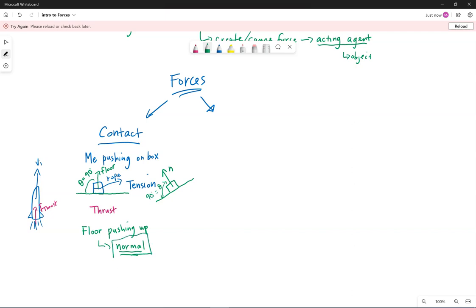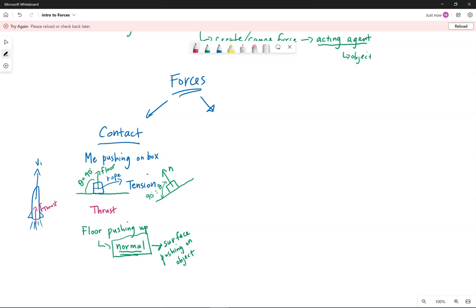Any surface that is pushing on an object, we call this a normal force because the direction of that push is always perpendicular to the surface. So that name normal just comes because of that perpendicular direction. That's where normal means, is perpendicular to the surface.